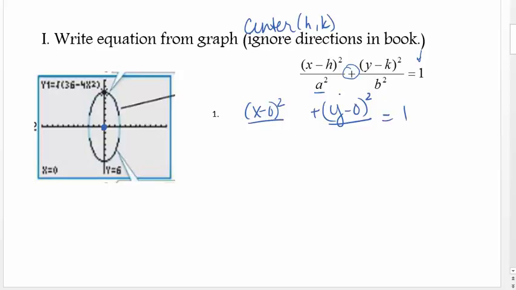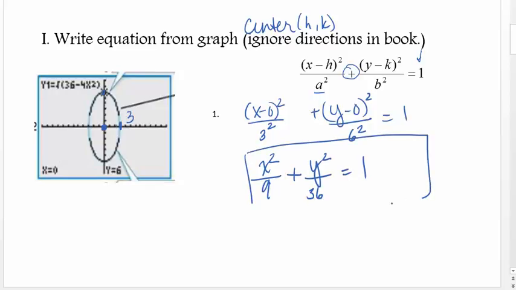Now I need to figure out what a and b are. Well, a is the distance from the center to the outer edge on the x-axis. So here's the center. Where's the outer edge? 1, 2, 3. So that's a 3. Well, it's going to be 3 squared down here. And then b is the distance from the center to the outer edge along the y-axis. So let's count that. 1, 2, 3, 4, 5, 6. So that's 6 squared. So then we clean it up. I don't need parentheses if it's a 0. So it's just x squared over 9 plus y squared over 36 equals 1. And that's my answer. All right, let's try another one.